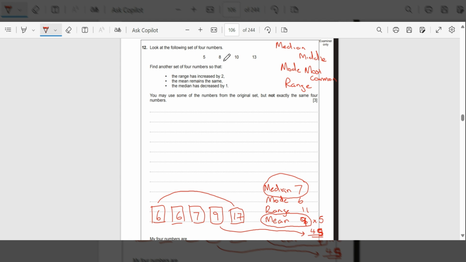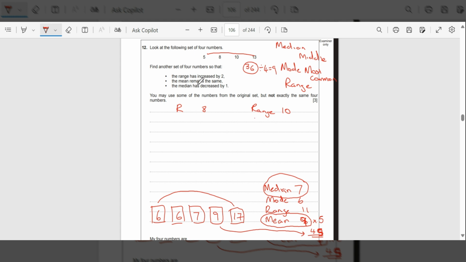Here are 4 numbers. Find another set of numbers so the range is increased by 2. So at the moment, the range is 8. I need a new range of 10. The mean remains the same. 5 add 8 add 10 add 13 is 36, they add up to. Now we could divide that by 4 to get 9, but basically they need to add up to 36.